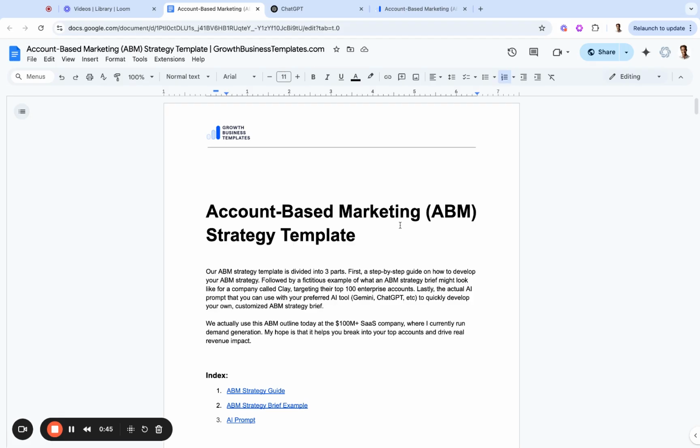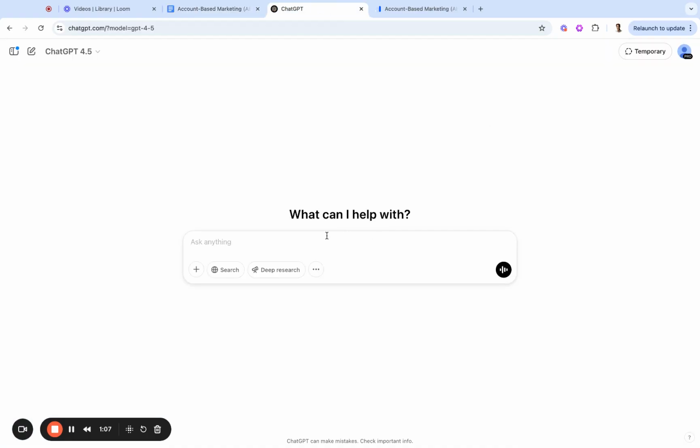And so this is a tool that we use that I'm going to walk you through these three sections here: the strategy guide, the brief example, where I actually include an example from a company called Clay. And then I'll even include the AI prompt that you can just copy and customize for your business. And lastly, I will actually drop that prompt into Chat GPT. You can use whatever AI tool is relevant for you. And I'll show you how you can just create the full ABM strategy brief for your business today and whatever target vertical that you're going after.